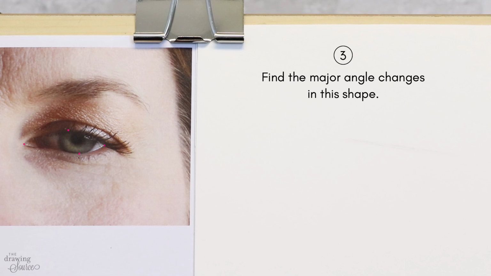Next, can you see any other angle changes? They might be more subtle than the first ones. I see one here, here, here, and here. If you're not quite seeing the angle changes, that's okay.